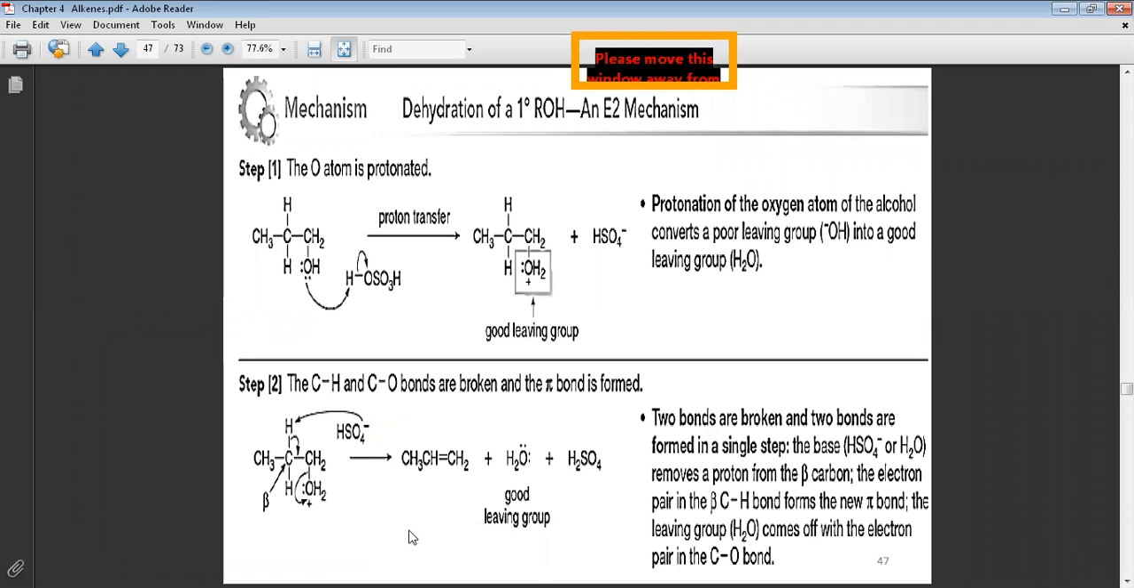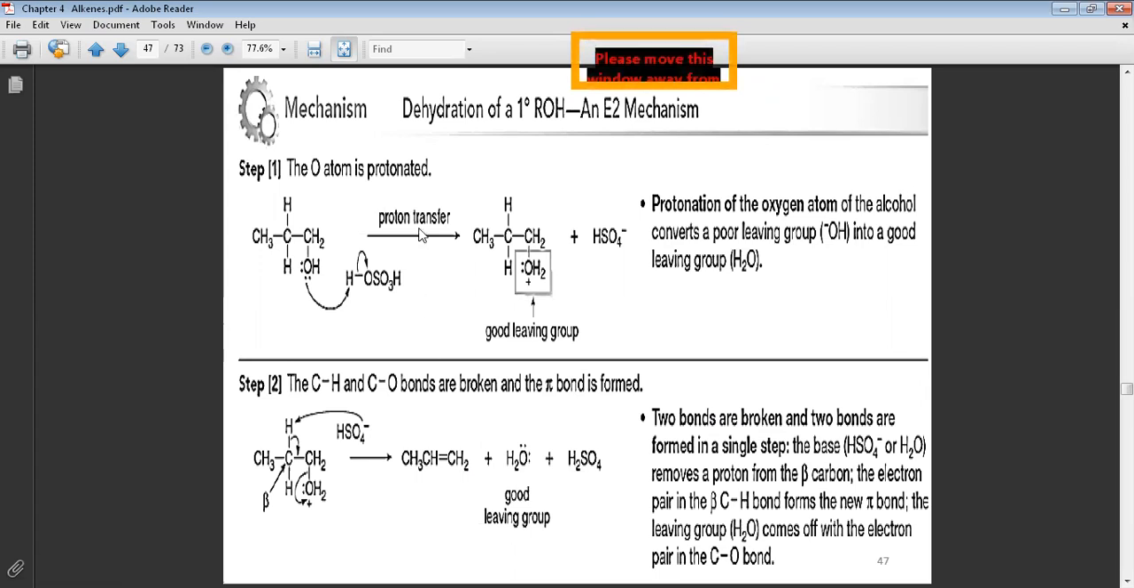Okay, it is just like SN2. We have two new bonds formed and two bonds broken. Look, two bonds are broken and two bonds are formed in a single step, just one step.